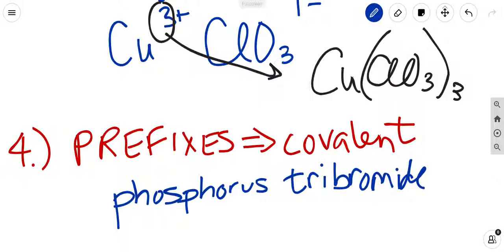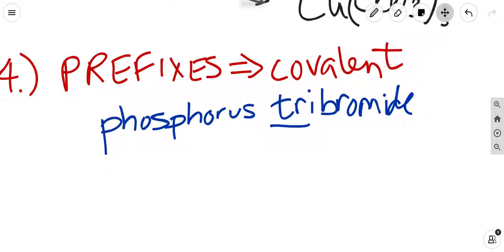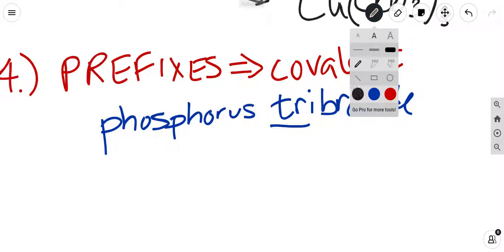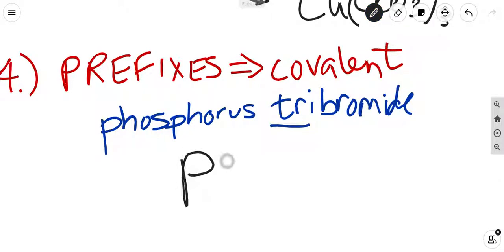Okay, bam, there's a prefix. So you know that it's covalent. So this one is phosphorus. And how many bromides? Tri is 3. So those are the keys to help you.